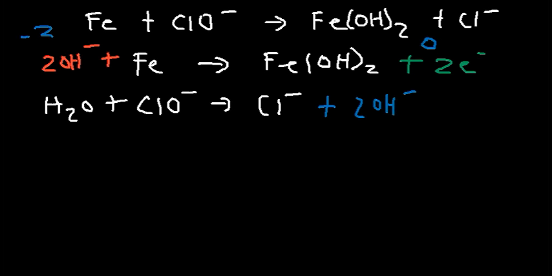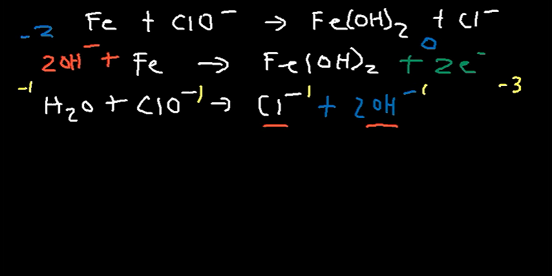Now we got to balance the charges. We have a total charge of negative 1 on the left side. And here, that's minus 1. That's 2 times negative 1, so negative 2. So we have a total charge of minus 3 on the right side. This is negative 1, this is negative 2. So negative 1 and negative 3, they differ by 2. So we got to add 2 electrons.